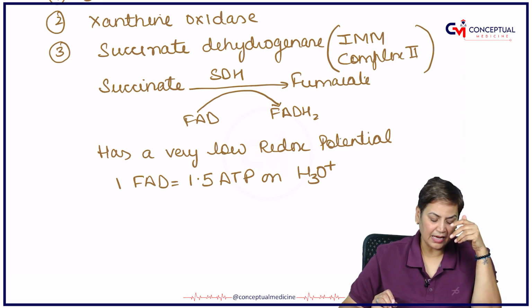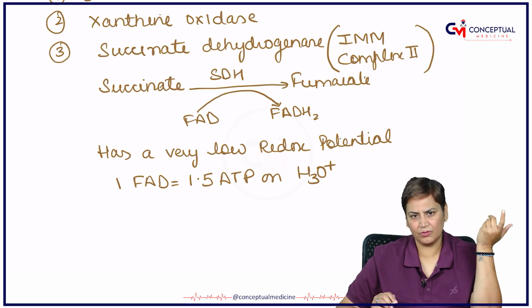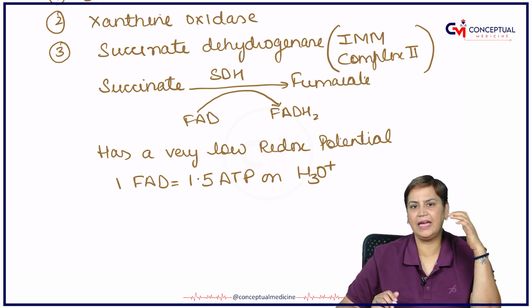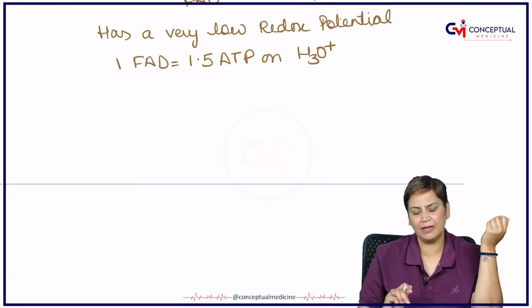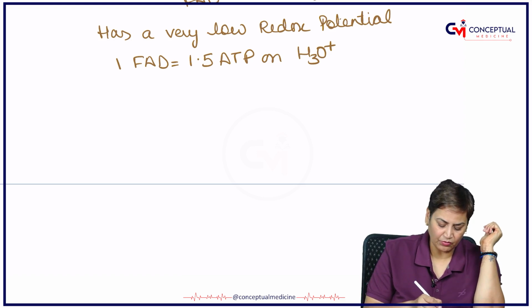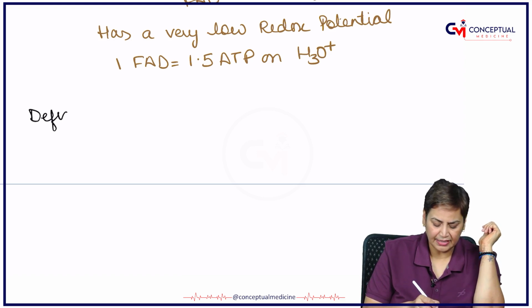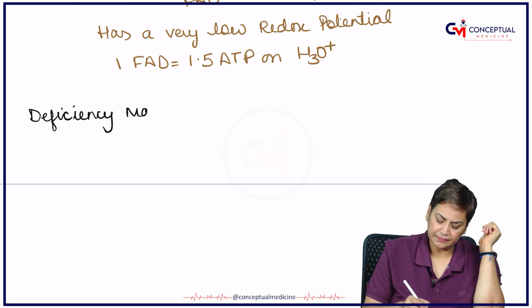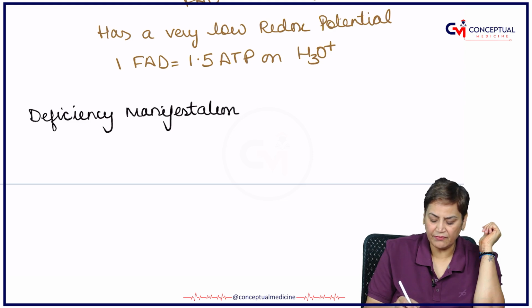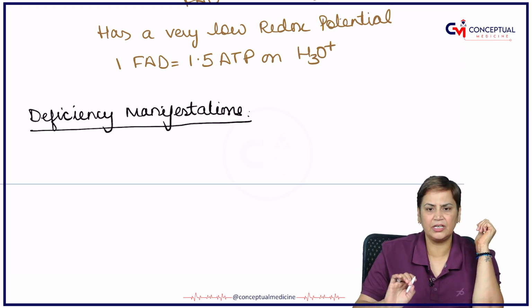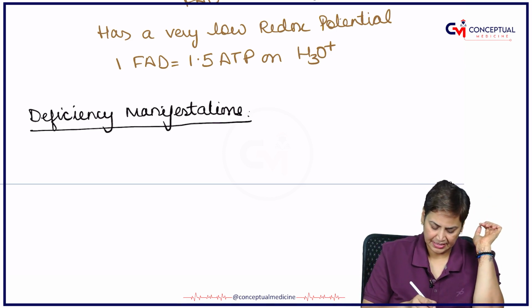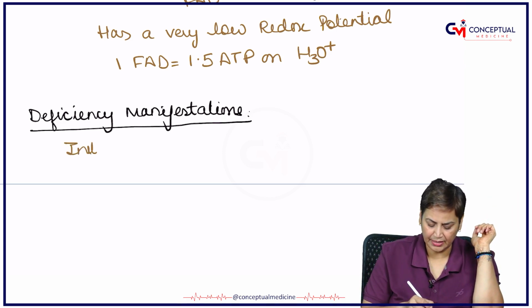Right, so these are the components of FAD and FMN, or you can say these are the biochemical functions. Then we come over to what are the deficiency manifestations. Now, if we talk about the deficiency manifestations here, initially the patient is totally asymptomatic. Initially asymptomatic.